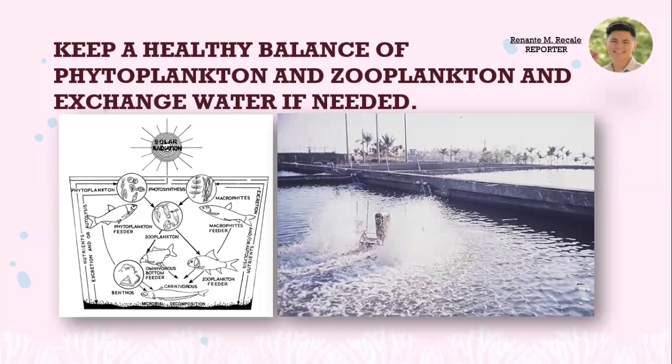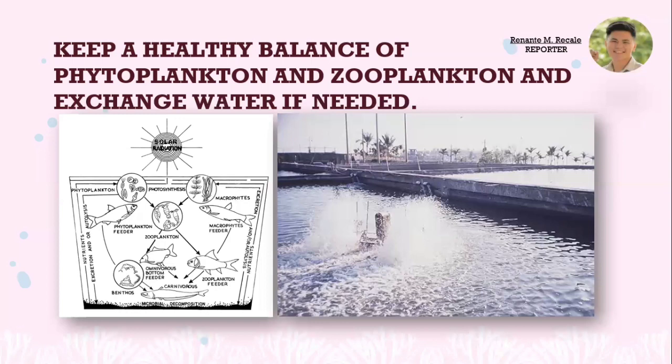So another one is a healthy balance of zooplankton. Zooplankton are the preferred natural food for larval stages of fish and prawn. The zooplankton community is an important element of the aquatic food chain. These organisms serve as an intermediary species in the food chain, transferring energy from planktonic algae, or the primary producers, to the larger invertebrate predators and fish who in turn feed on them.